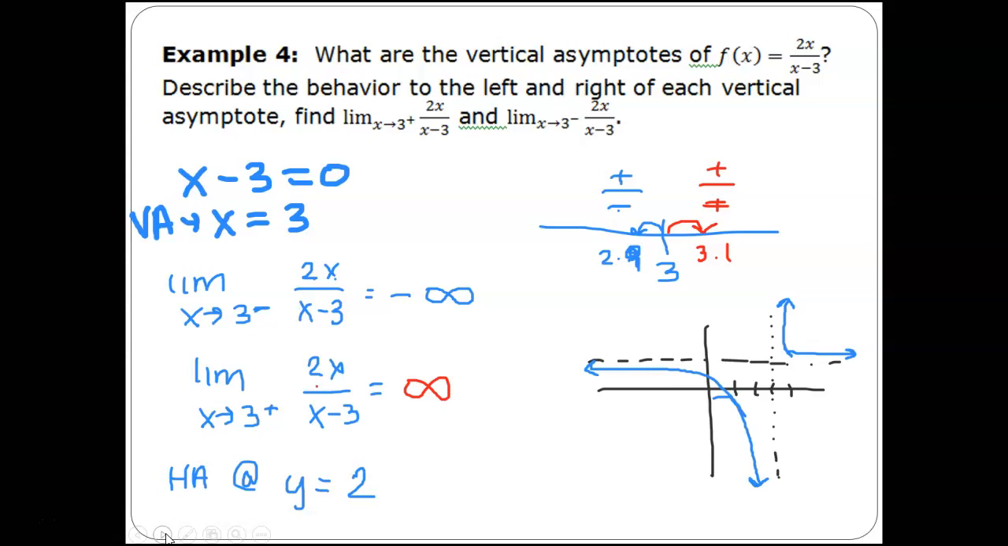So what that means, if there's a horizontal asymptote at 2, the limit as x approaches infinity of f of x is equal to 2. And the limit as x approaches negative infinity of f of x is equal to 2. So we've now found limits going to infinities and limits equaling infinities.